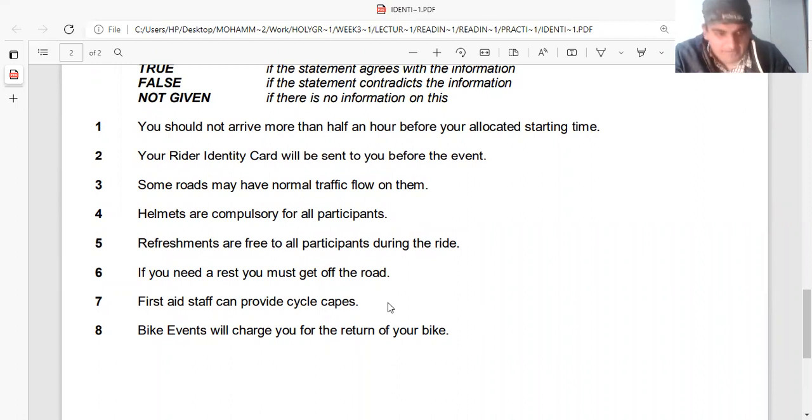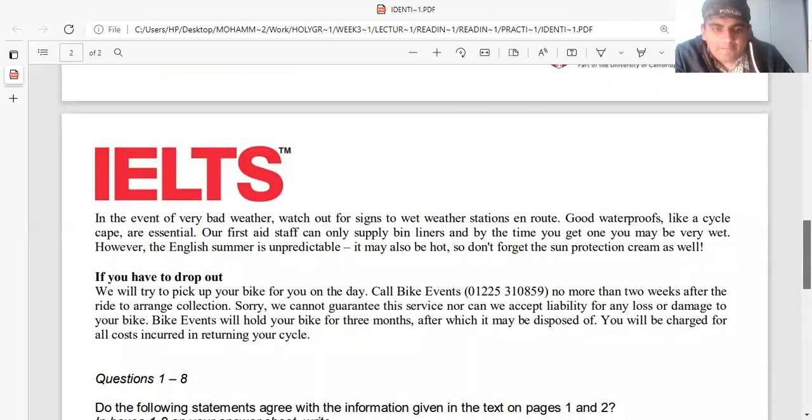Number 8, last but not the least: bike events will charge you for the return of your bike. We will try to pick up your bike for you in the day, called bike events, and so on, no more than 2 weeks. Sorry, we're going to guarantee the service. Below the 3 months, you will be charged.